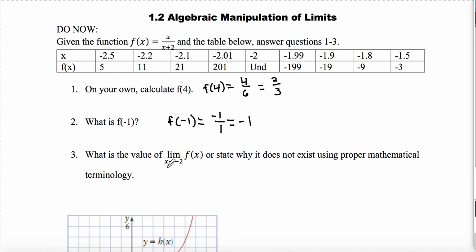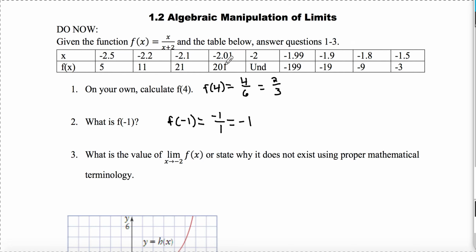All right, here's your calculus work here. What is the limit as x approaches -2 of f of x? So here's the problem, right? If we try to substitute in -2, we get -2 over 0, which is undefined. But remember, the limit doesn't care what happens at the point. We just want to know what happens as we approach the point. So let's take a look at our table up here. I've kind of done the work for you.